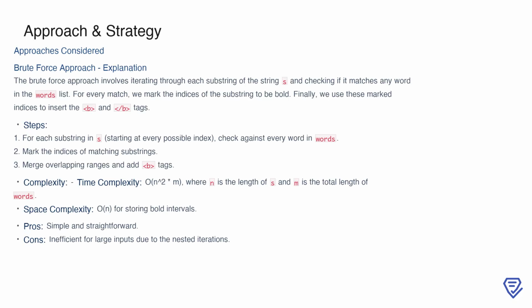To solve this problem, one of the first approaches we can consider is the brute force method. This involves iterating through every possible substring of the string S and checking if it matches any word in the given words list. Whenever a match is found, we keep track of the indices of the substring that should be highlighted with bold tags. Once all matches are identified, these marked indices are used to insert the <b></b> tags, ensuring any overlapping ranges are merged beforehand. While this approach is simple and easy to understand, it comes with a significant drawback. The time complexity is O(n²*m), where n is the length of the string S and m is the total length of the words list, making it inefficient for larger inputs.